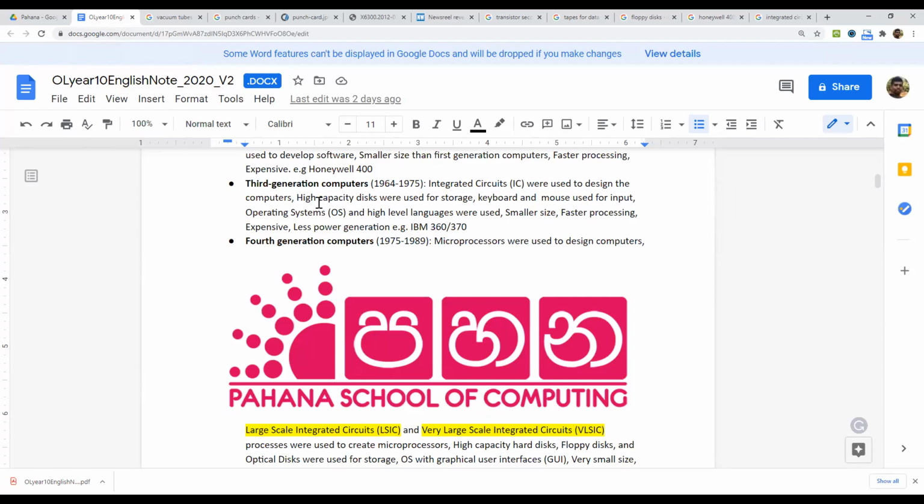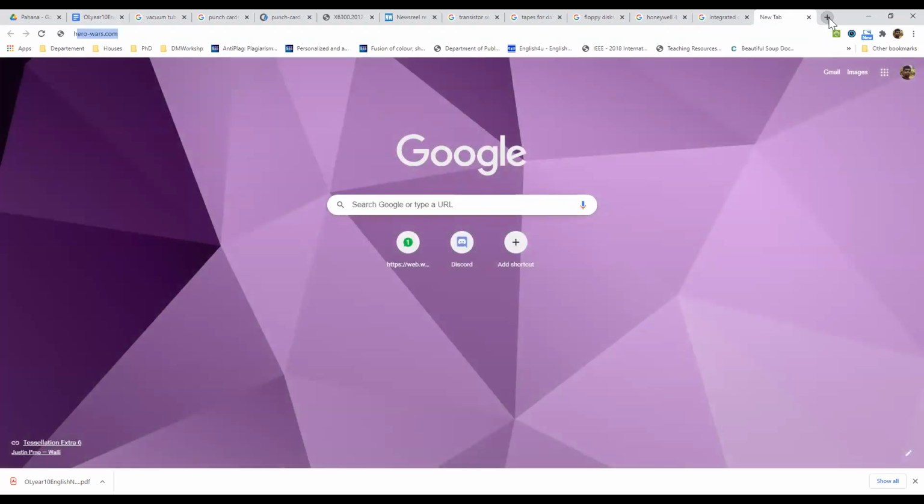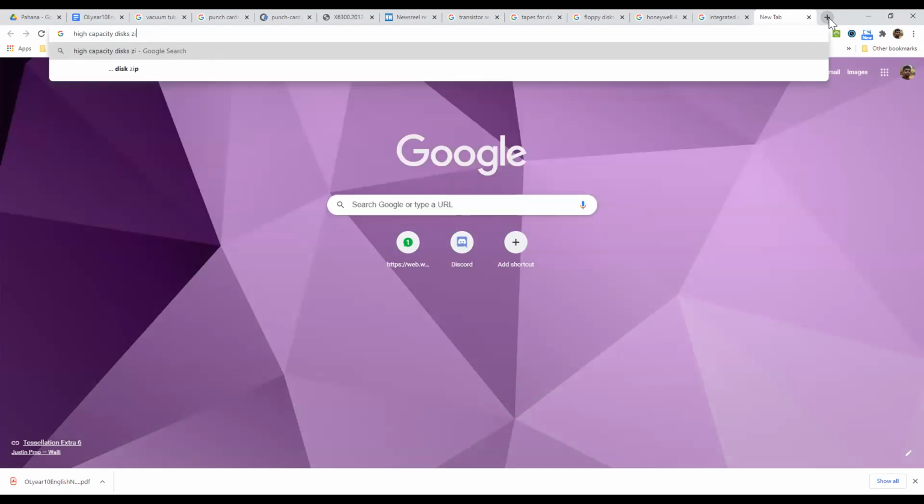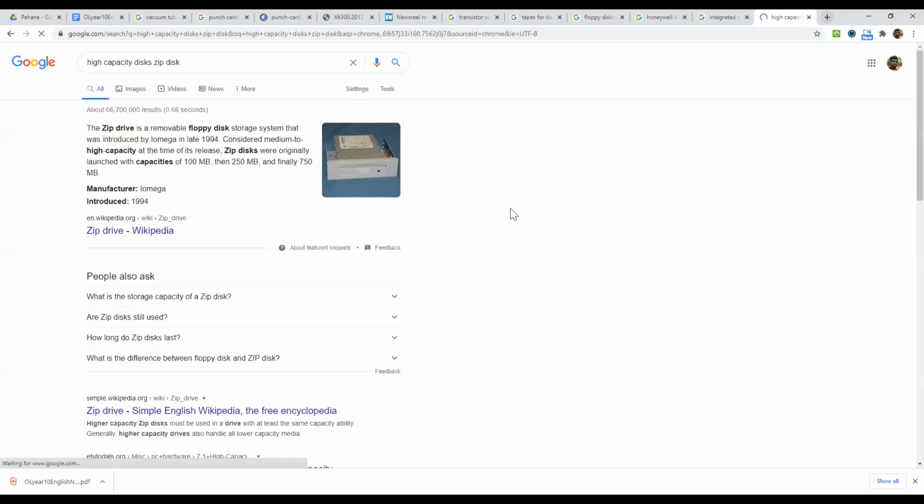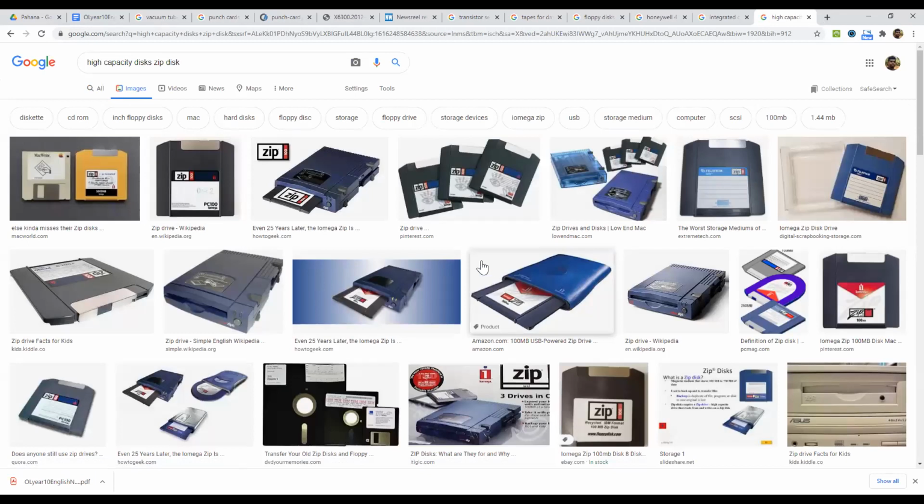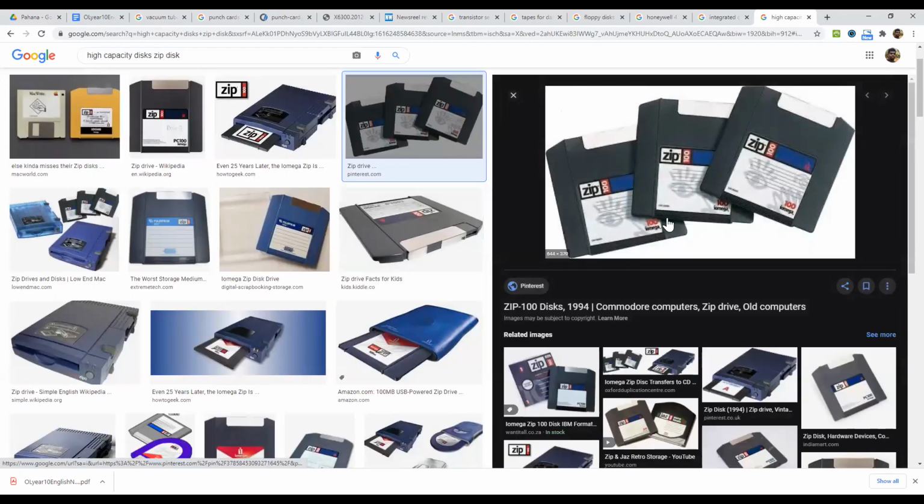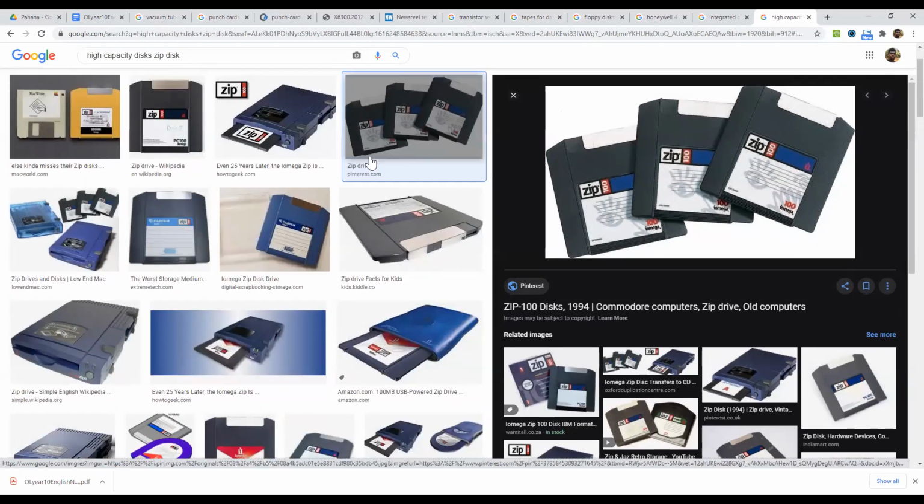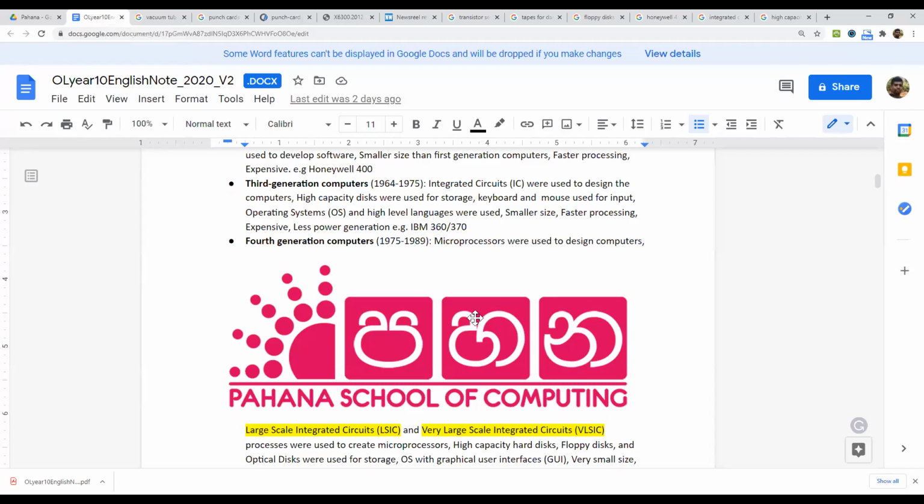Right, and at that time we had high capacity disks. Still there's no hard disk. High capacity disk like zip disk. You could store about 100 megabytes, 200 megabytes, quite large compared to floppy disk. Something similar to this one we call zip disks. You can see it's about 100 megabytes you can store, right? We were using zip disk at that time. So that is in third generation computers.